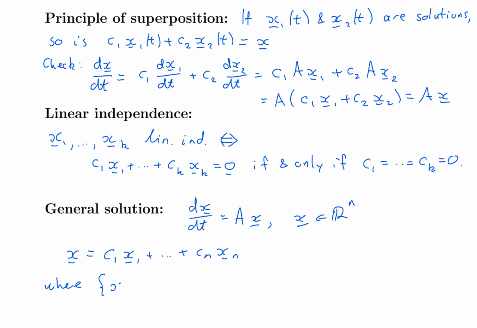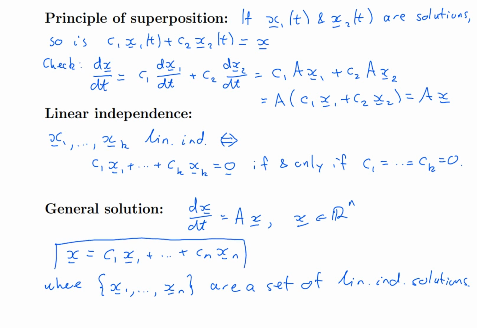where these solutions here, just as earlier, would be called a fundamental solution set. x1 to xn have to be solutions, and they also have to be a linearly independent set. Linearly independent solutions. So if we can find not just one solution but n of them, and they're linearly independent, then we know that we have found all possible solutions to the differential equation, and we also know we'll be able to find a unique solution to every initial value problem.